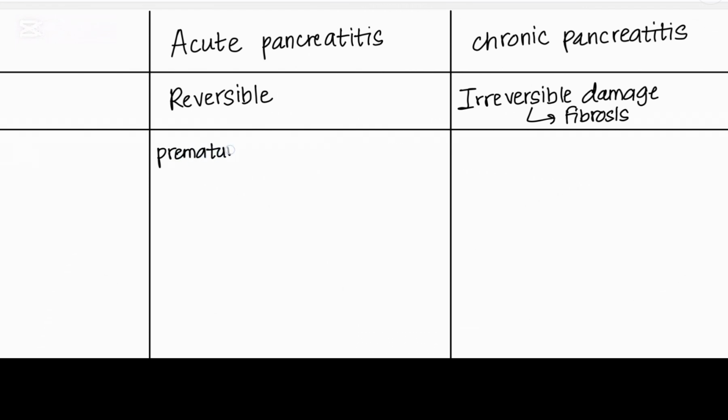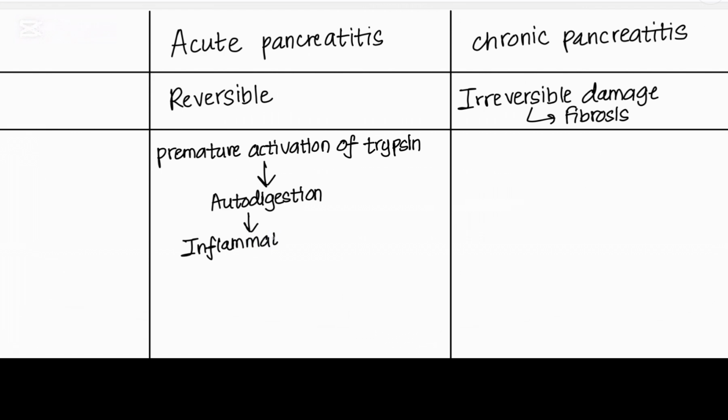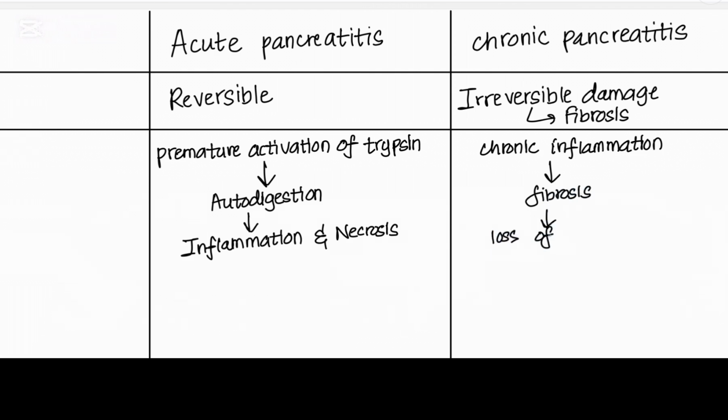And then if you look into the pathogenesis of acute pancreatitis, there is premature activation of trypsin. So when this enzyme trypsin gets activated, it can lead to autodigestion of the pancreas, leading to inflammation. In chronic pancreatitis, there is chronic inflammation which can cause fibrosis. And then there is loss of the endocrine and the exocrine function of the organ.